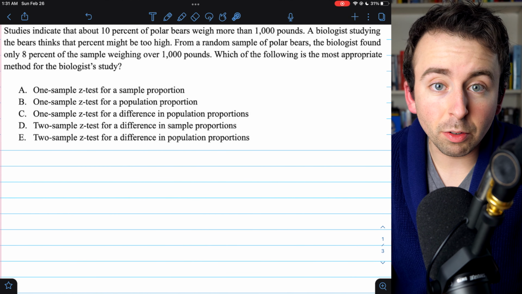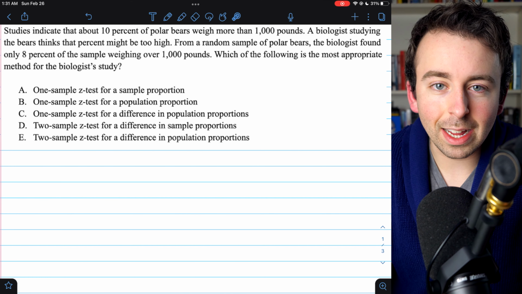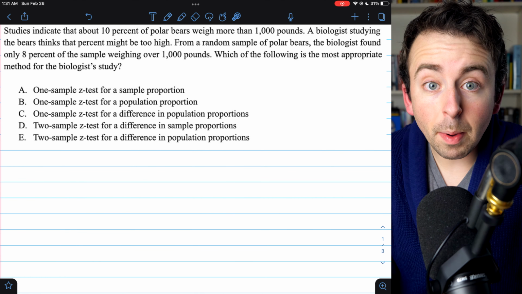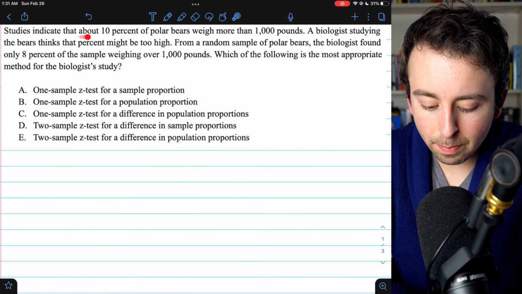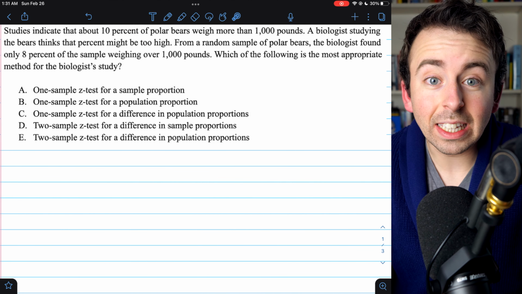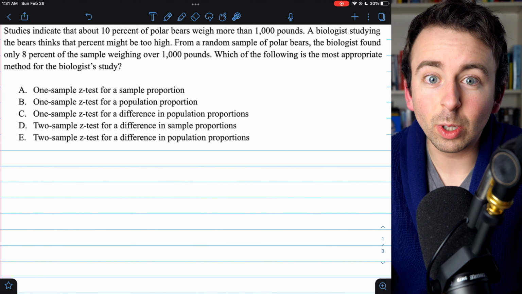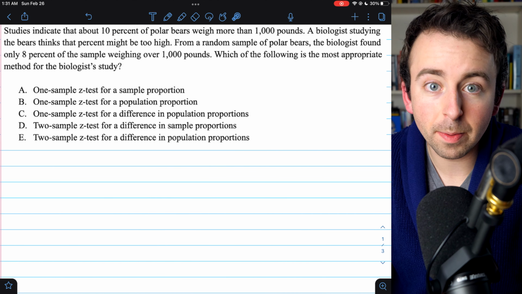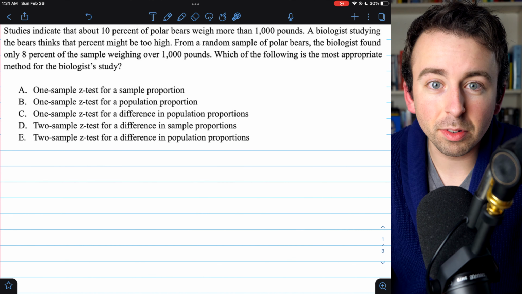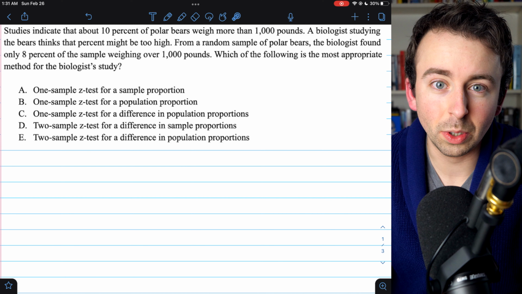I'll show you what the right answer is by process of elimination, but first, let's just come up with the right answer straight from the question. The biologist thinks that the reported percent of 10 might be too high, so we would be looking for a lower tail test. The biologist thinks the true proportion is actually less than the reported proportion, although the multiple choice answers don't actually address whether this is an upper tail or lower tail or two-tail test.